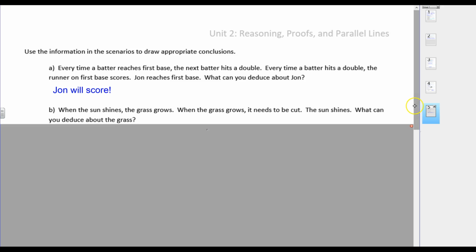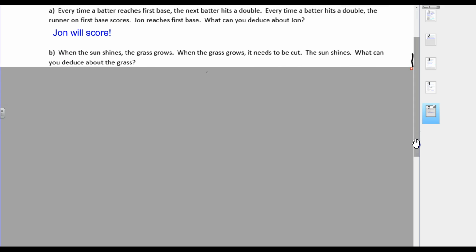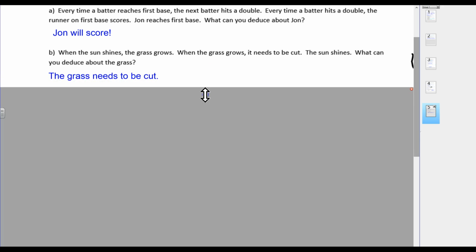When the sun shines, the grass grows. When the grass grows, it needs to be cut. The sun shines. What can you conclude about the grass? Well, again, it's another chain reaction. We can conclude that the grass will need to be cut.